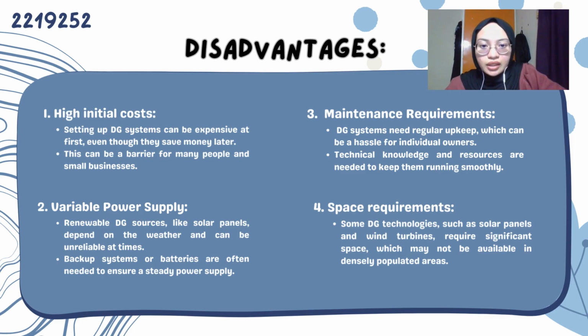Okay, next, maintenance requirements. DG systems need regular upkeep, which can be a hassle for individual owners, and technical knowledge and resources are always needed to keep them running smoothly. And the last one is space requirements, because some DG technologies such as solar panels and wind turbines usually require significant space, which may not be available in densely populated areas.